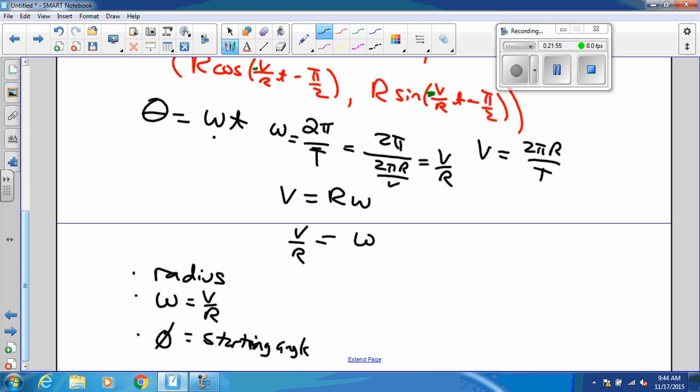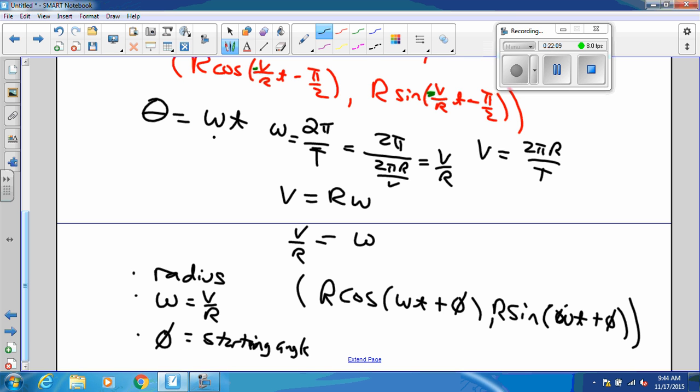And then any circular motion is going to be modeled by cosine of omega t plus the starting angle and sine of omega t plus the starting angle, and both of those multiplied by the radius. And that generalizes the circular motion. Now in this particular case, because I was moving clockwise instead of counterclockwise, I have to make all of my angles go backwards. So I'm going to multiply the omega t by -1 to make the circle run backwards.